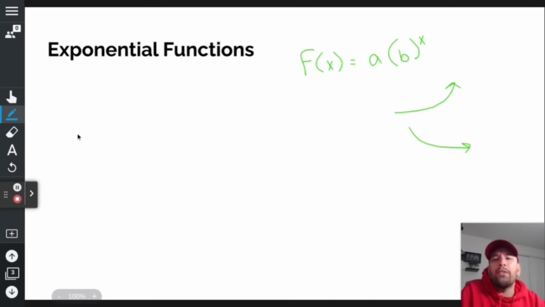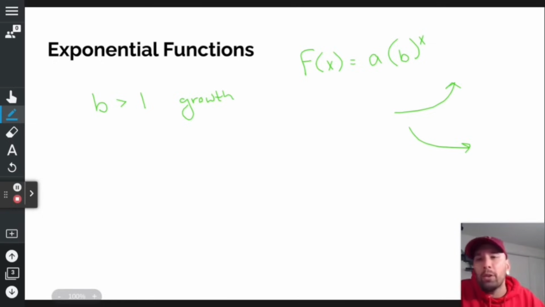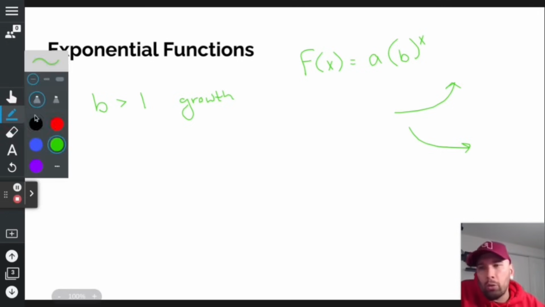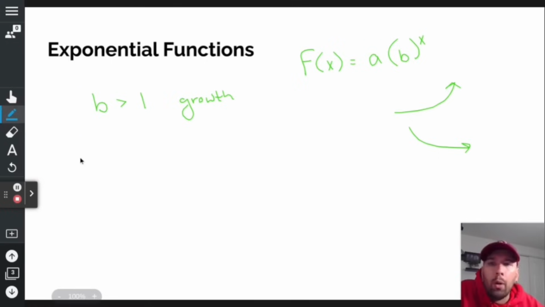What's very, very, very important is the b. If b is greater than 1, not equal to, just greater than 1, you have what's called exponential growth. Maybe you start out with 2 objects, and then you have 4, and then you have 8, and then you have 16. And what I'm doing is I'm multiplying by 2 every time. So in the case that I just made up, b is 2, which is greater than 1, which is exponential growth.